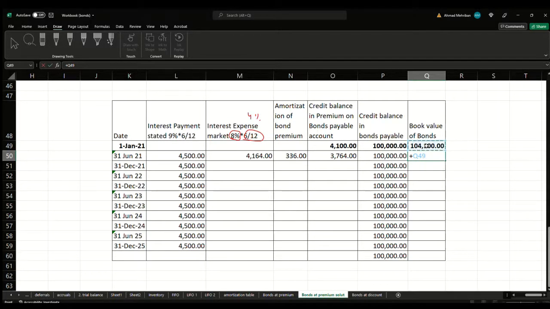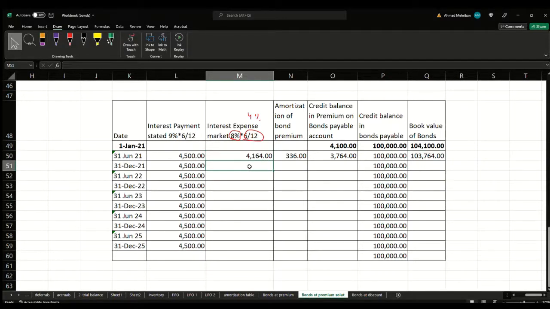Just a second. Minus the credit balance. Just a second. I could have done it the other way, but okay, minus this one. Yeah, so it's going to give us 103,764. So I can apply exactly the same formula because this is an Excel file. I can apply exactly the same thing.